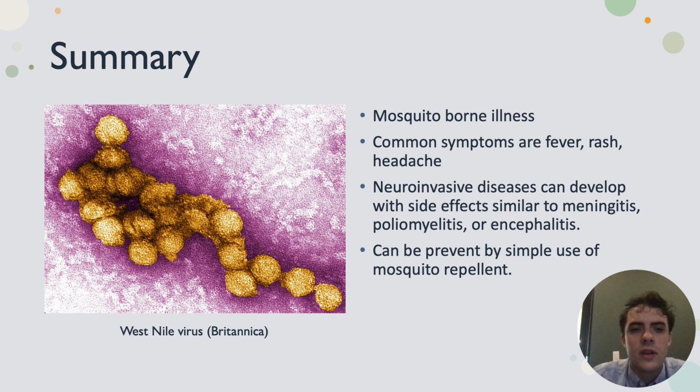Lastly, I'd like to summarize what we've talked about today. What we know is that West Nile virus and any subsequent diseases that it might cause, like West Nile fever, are mosquito-borne illnesses. Some common symptoms of West Nile fever are fever, rash, and headache, and neuroinvasive diseases can also develop from infections due to West Nile virus. These neuroinvasive diseases might have side effects similar to meningitis, poliomyelitis, or encephalitis.